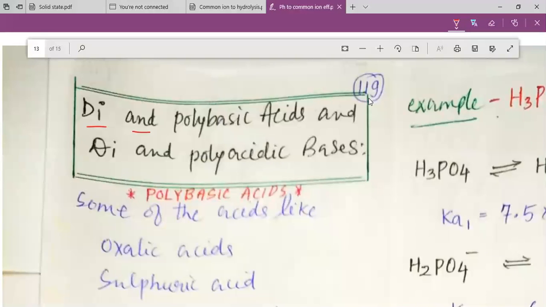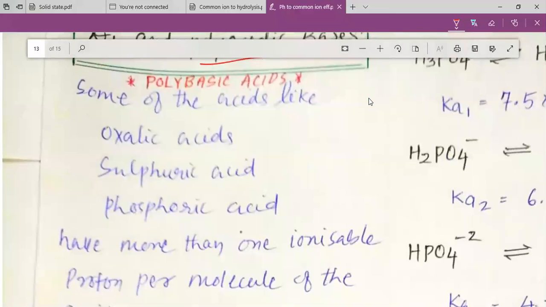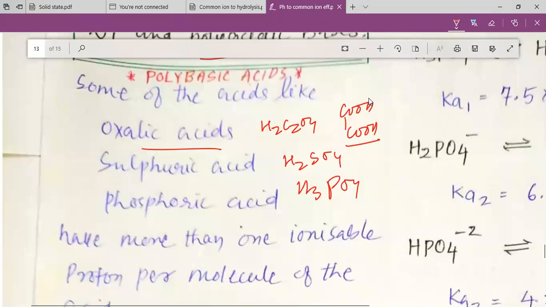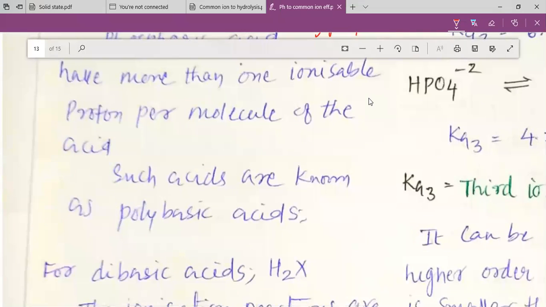Now, my dear students, we may have di and polybasic acids or di and polyacidic bases. To understand that, let us understand their definition. Some of the acids like oxalic acid, which is H2C2O4, or you can even represent oxalic acid in this manner. Then you have sulfuric acid, which is H2SO4. Then you have phosphoric acid, which is H3PO4. You can see that these acids have more than one H to be dissociated or ionized. So they have more than one ionizable proton per molecule of the acid. Such acids are known as polybasic acids.